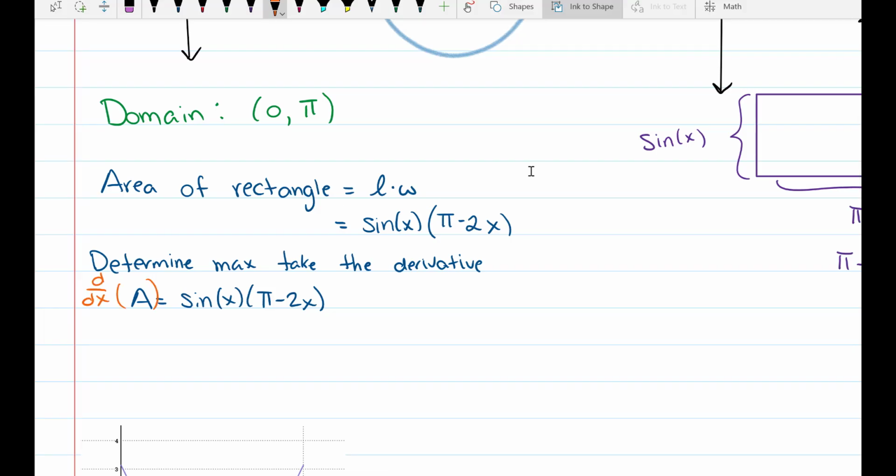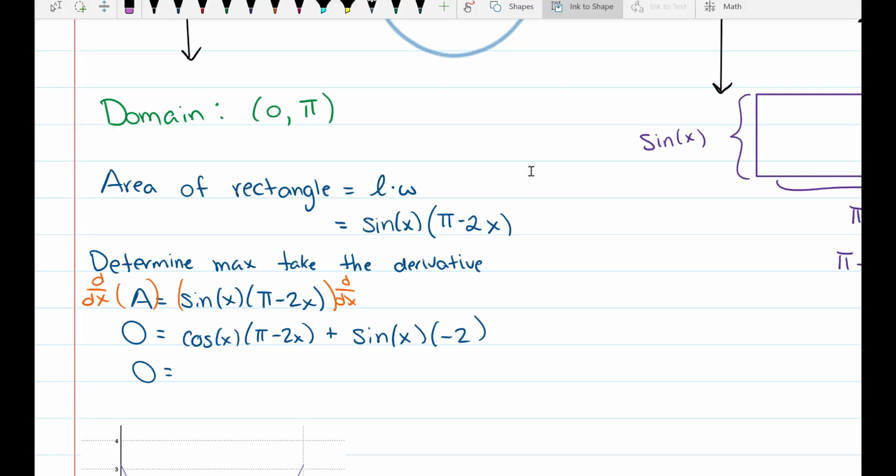So d dx to both sides. And you get 0 is equal to cosine of x times pi minus 2x plus sine of x times negative 2. So you get 0 is equal to cosine of x times pi minus 2x, minus 2 sine of x. Now if you really want to, you can solve that by hand. However, it's a little tricky.